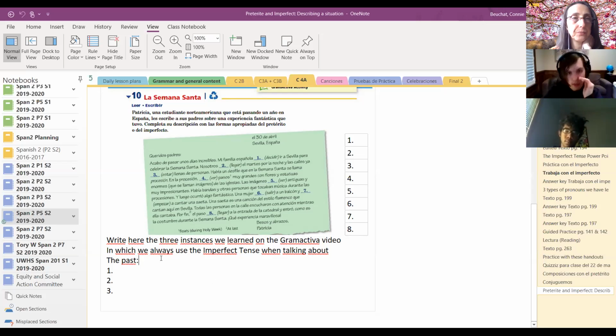Ready? Yes. Thank you. Okay, so see how it says here, the 3 instances we learned on the Gramactiva video in which we always use imperfect tense when talking about the past. This is what we just said. So Sam, give me the first one. Emotion. Great. Talking about emotions in the past. So please write that on your page, guys.